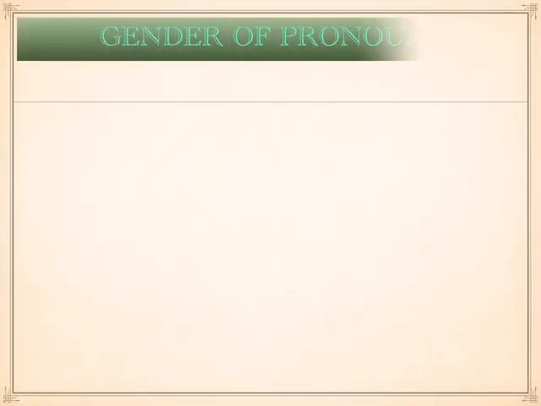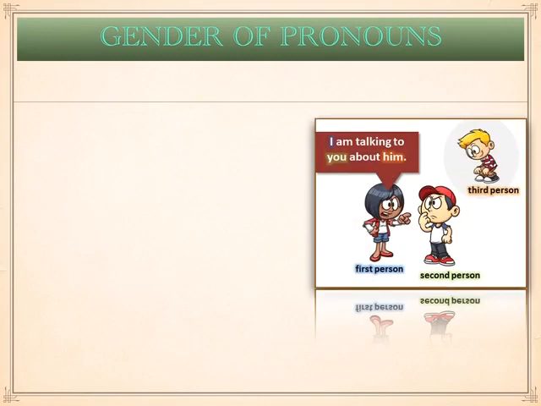Let's see the gender of pronouns. Can you see the image over here? What does it say? I am talking to you about him. So we have already studied about first, second and third person. So here I is the first person, you is the second person to whom we are talking and him is the third person who is being referred to or spoken about.